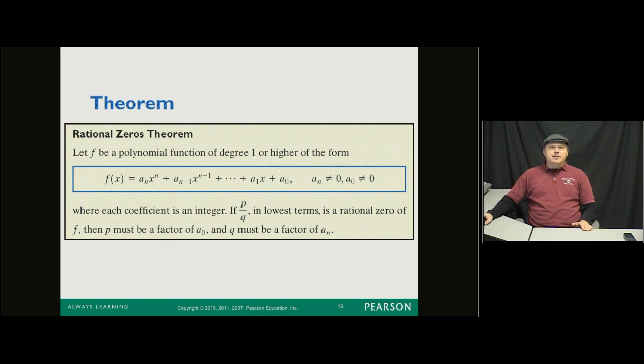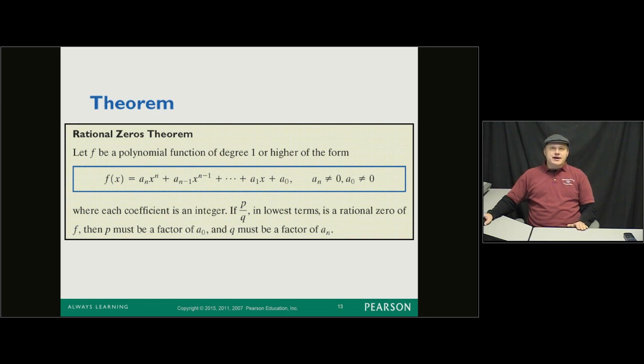So here's what the rational zeros theorem is saying. Let f of x be a polynomial function of degree 1 or higher of the form f of x equals a sub n x to the n plus some other terms plus a sub 0. When we first talked about polynomial functions, I discussed that these a sub n, a sub n minus 1 are just real numbers, and that's all they are. And the leading coefficient cannot be 0, and the a sub 0 cannot be 0. Now, where each coefficient is an integer.